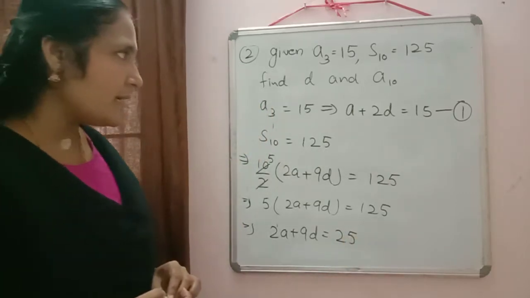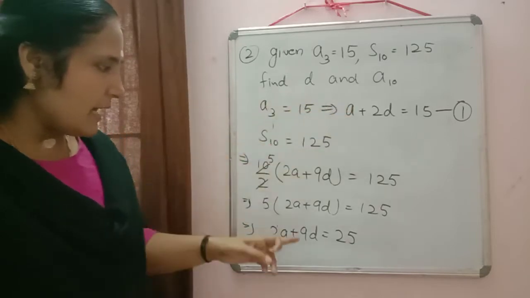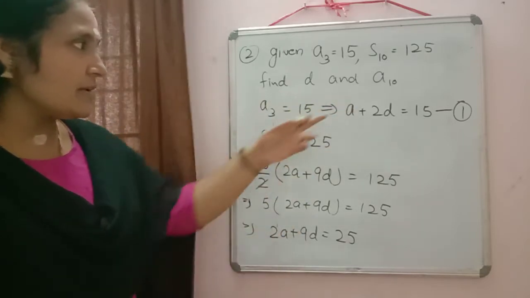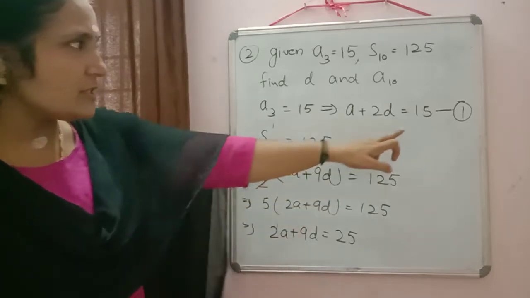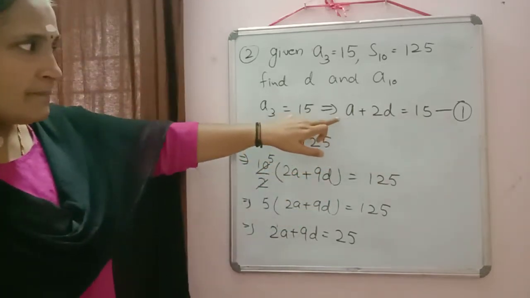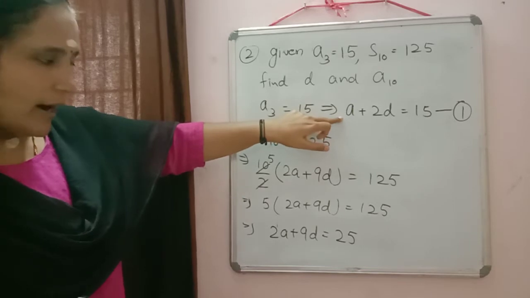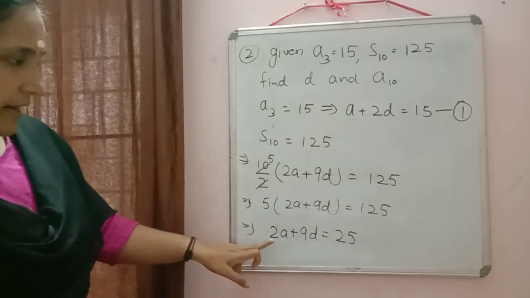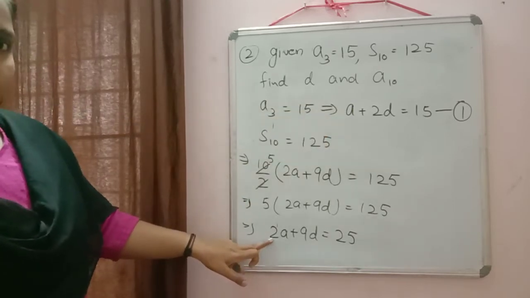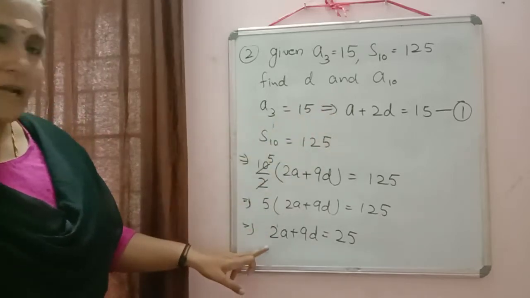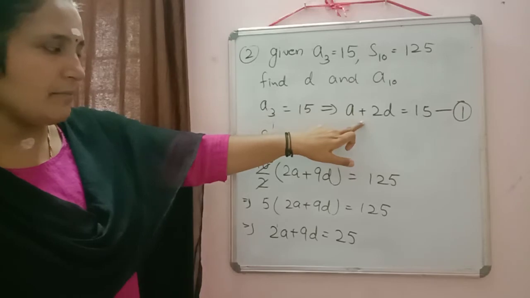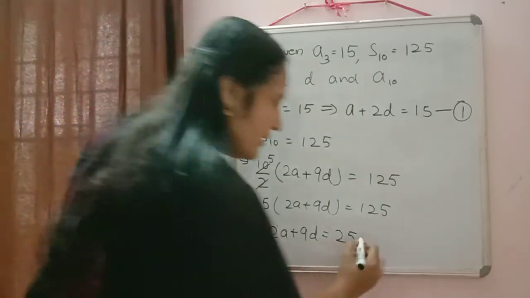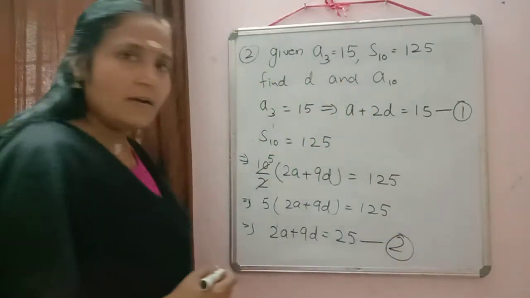Now just to check there. To find out the value of A and D, the coefficient of A or D should be equal. At present in equation 1 we have the coefficient of A as 1, and in this equation here we have the coefficient of A as 2. So to make them equal, what am I going to do? I am going to multiply equation 1 by 2. So here we just write down, this is equation 2.